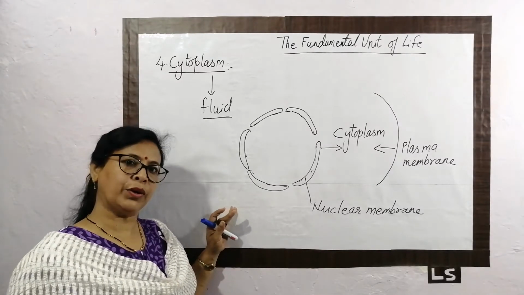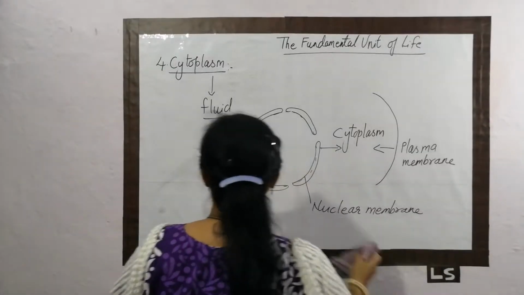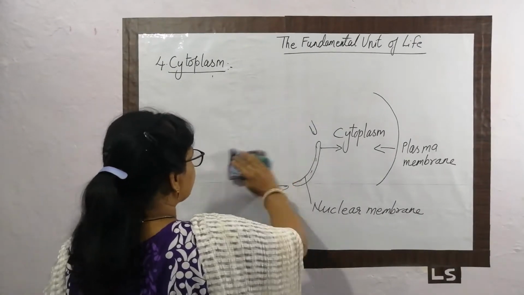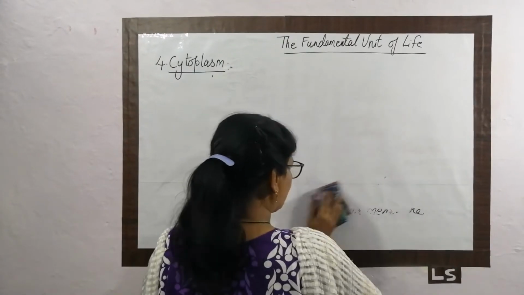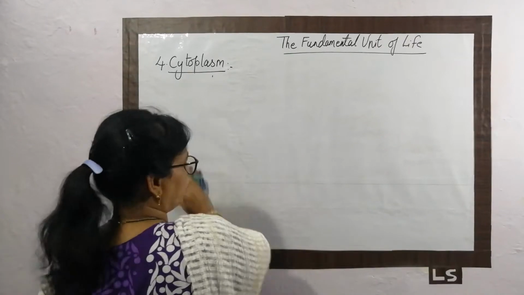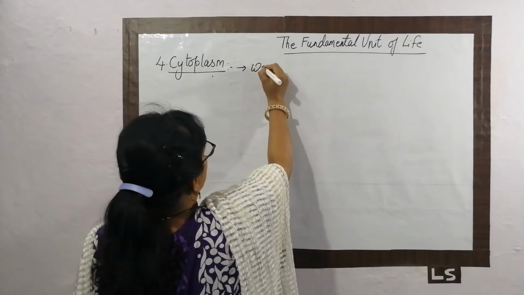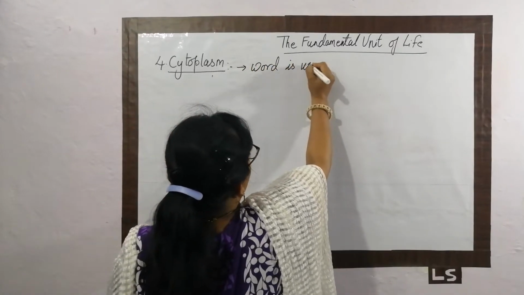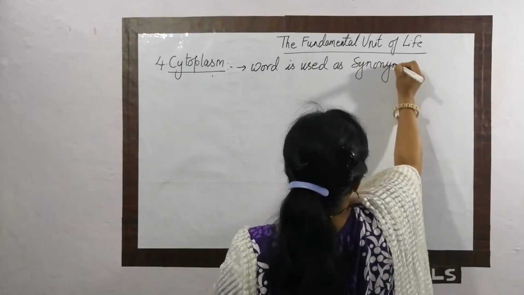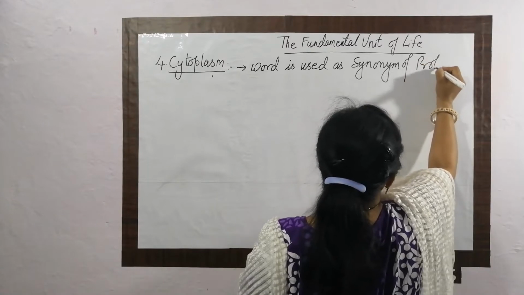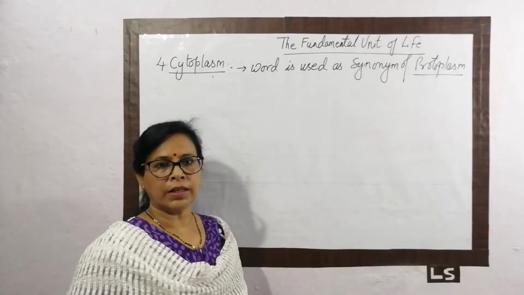Now, how are we able to define it and who first used this term cytoplasm? This term is actually not given for the present state of the cytoplasm. It is actually used as a synonym of protoplasm. The cytoplasm word is used as a synonym of protoplasm. Protoplasm की जगह एक नया word ढूंढा गया and that word is called the cytoplasm.